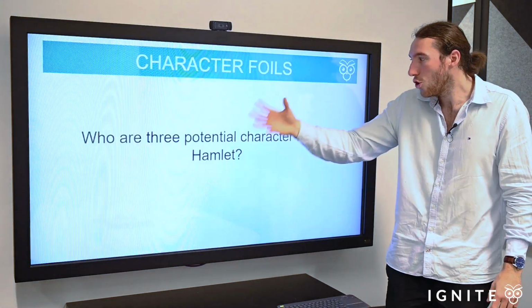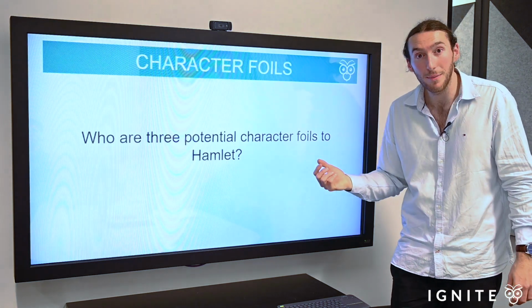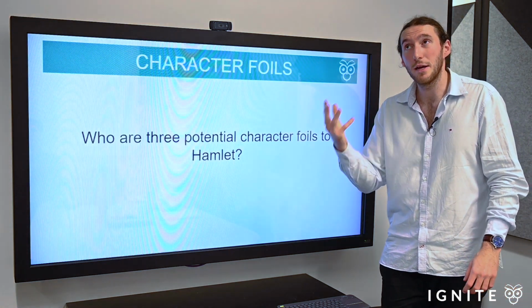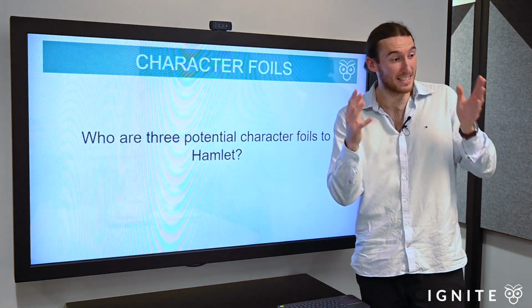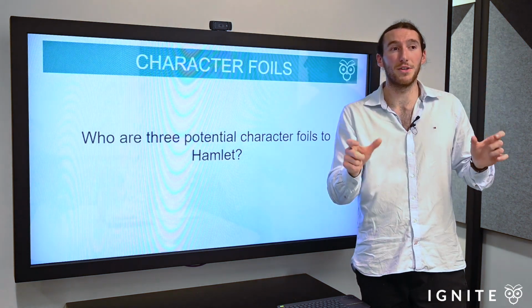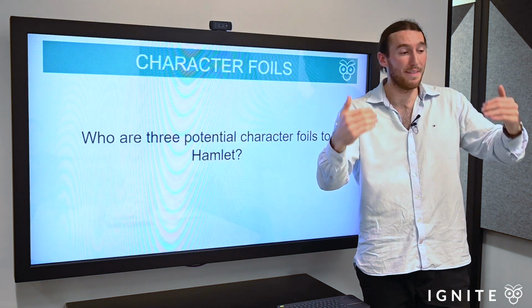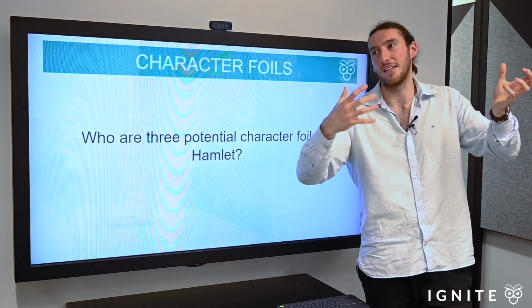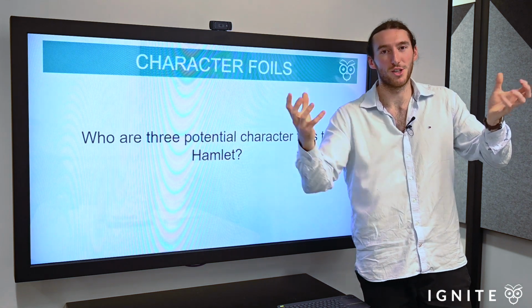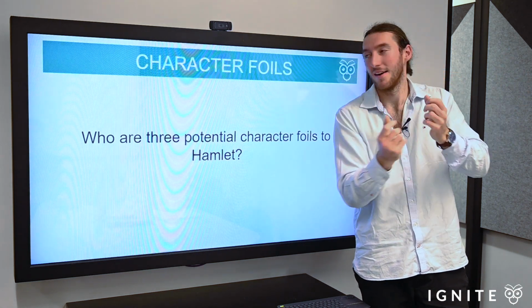So, who are three potential character foils to Hamlet? There's three I can think of as potential ones. The two most obvious are going to be Fortinbras, as I've just explained. They both have their father died. Both of their fathers were kings, and they both are called to take action, but only Fortinbras can at first. Hamlet takes the entirety of the play to do so. So we understand that better by that contrast.